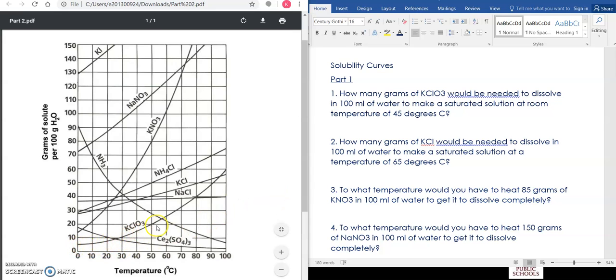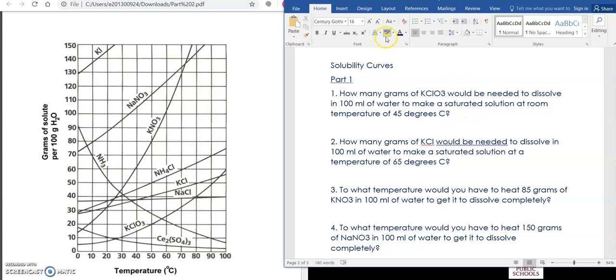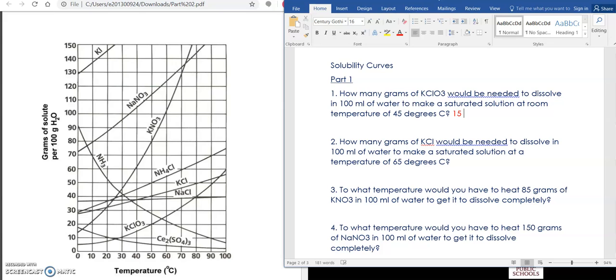So I want to look at this line and I want to see where it lands at 45 degrees temperature. So 45 degrees is here. We're not going to have perfect estimates because we're working with a graph on the computer, but do your best. And when you scroll up at 45 degrees, we're at about 15 grams of KClO3. So I'm going to put that as my answer. Let's change the color so it's easy to see. 15 grams of KClO3. Let's go on to the next question.